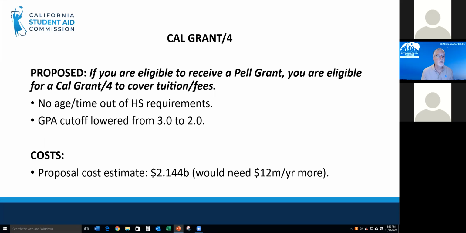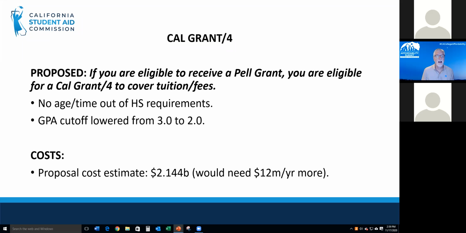Okay, moving on to what we've proposed and modeled here for Cal Grant 4. So this is for students going to CSU, UC, the independent and some of the for-profit colleges, and also students who have gone to community college and now transferring into those institutions. What we're proposing here is that if you are eligible to receive a Pell Grant, you would be eligible for a Cal Grant 4 to cover your tuition and fees. So the Pell Grant cutoff in EFC terms is around 55.76, I believe.